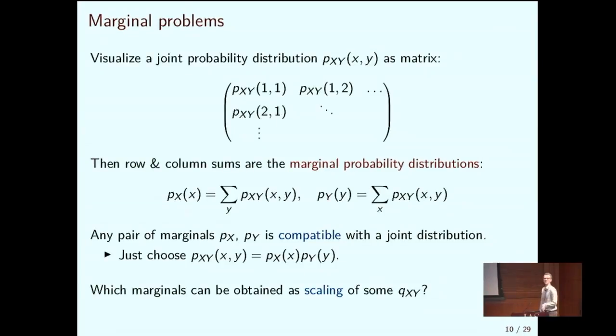Great. Okay, so let's talk about marginals. Let's just forget everything we said about convexity and start simple. Here's a matrix, and I want to think of this matrix as a joint probability distribution. So let me start again.